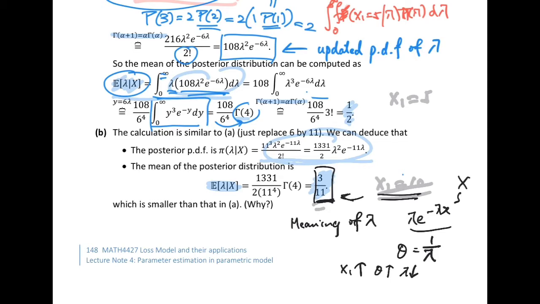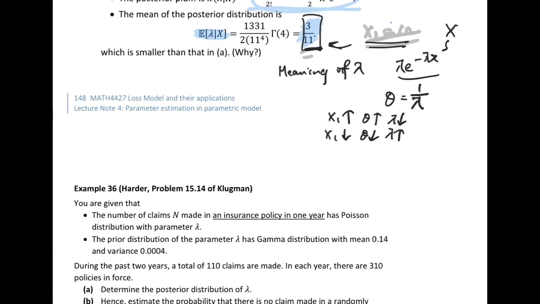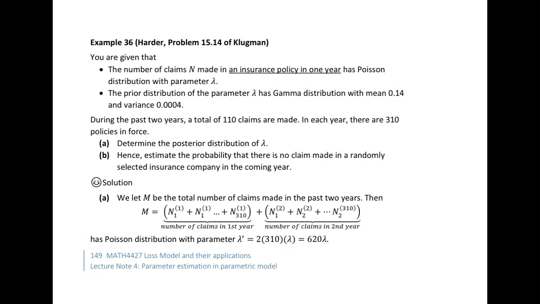And of course, if your S1 is smaller, that means the theta is likely to be small, then the lambda will be likely to be large. So that's why you can see that when you see small losses, the expected value will be higher. Okay, so this is just the explanation of the results that you obtained in this example 35. Now after this example, let us look at one harder example.